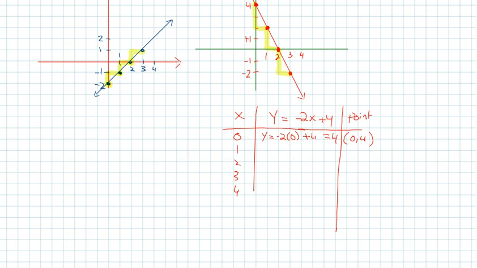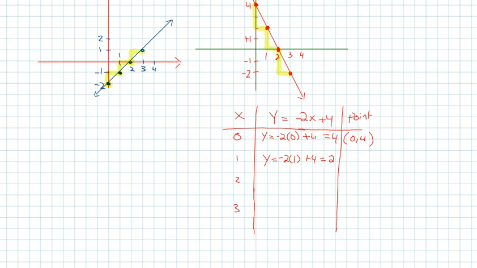X and the Y. Yes, a point has to be x and y. Okay? Now, I'm going to do the same thing with 1. I'm going to replace x with 1. Negative 2 times 1 is negative 2, plus 4 is 2. So my point is 1, 2.